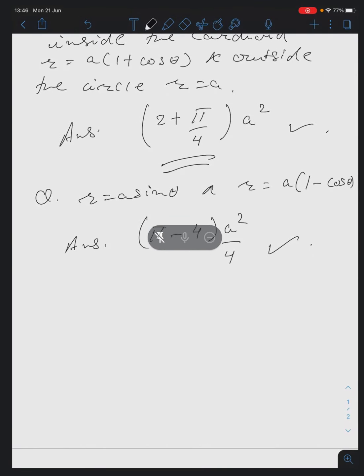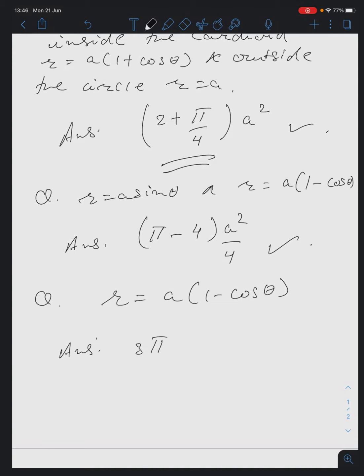And there was a question: find the area of the cardioid r is equal to a into 1 minus cos theta. What was the answer for this one? 3 pi by 2 a square.